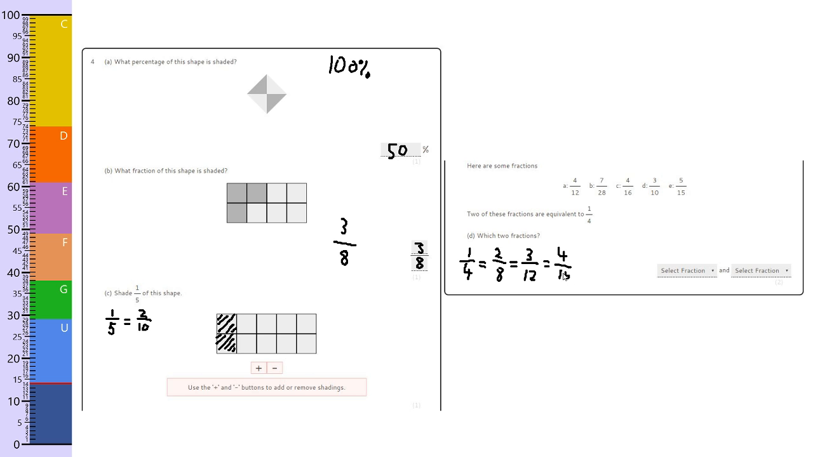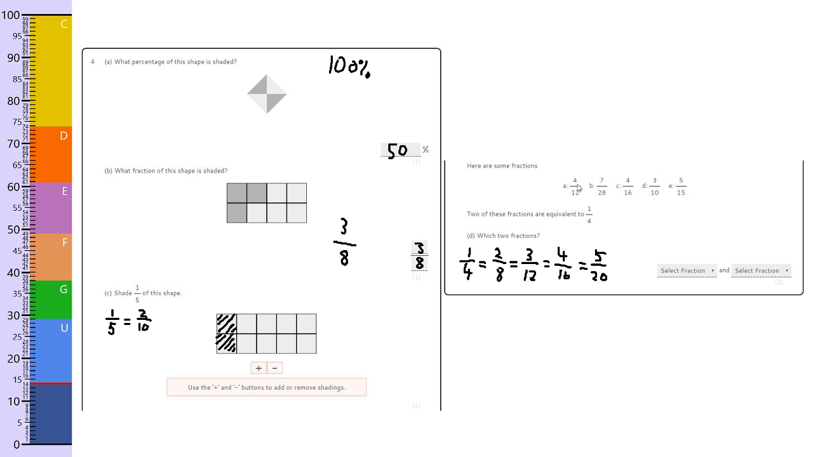You might see a pattern here. 1, 2, 3, 4, 4, 8, 12, 16. It's the 4 times table at the bottom. I'm going to do it again, one last time. Times it by 5, so it'd be 5 over 20. Well, that should probably be enough.